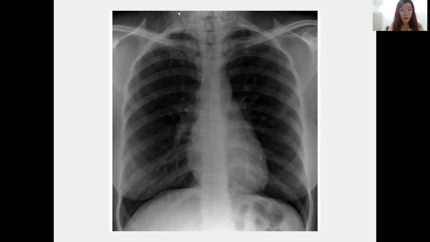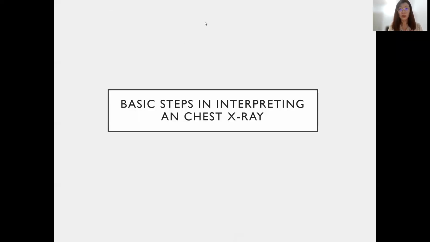Okay. So can you see the linear, curvilinear opacity here? Yes. These are the hairline artifacts. When we see all these artifacts, we must know so that we won't misinterpret them as some lesions, okay? So we must always remind the patient to tie up their hair when doing the X-ray. Okay, so next we're going to the basic steps quickly.